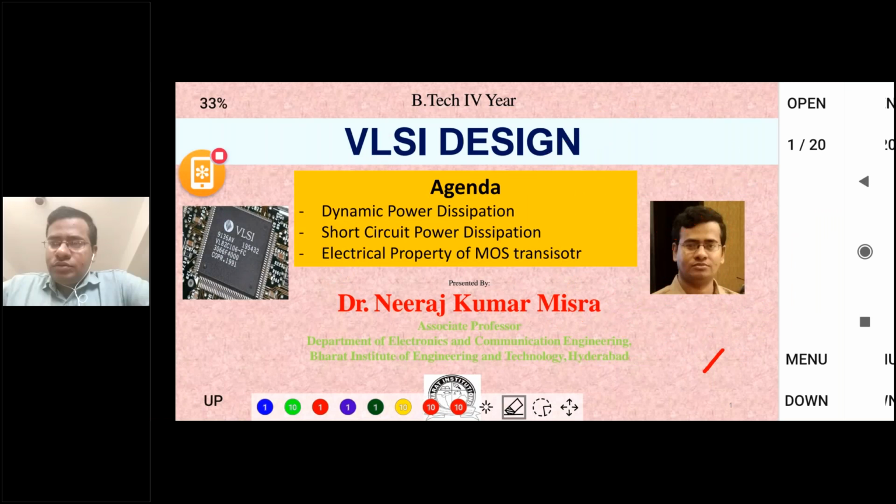Okay, so today's agenda is based on three very important topics. One is the dynamic power dissipation, another is the short circuit power dissipation, and the third agenda for today's lecture is the electrical property of the MOS transistor.